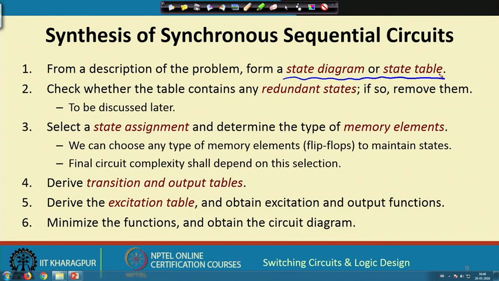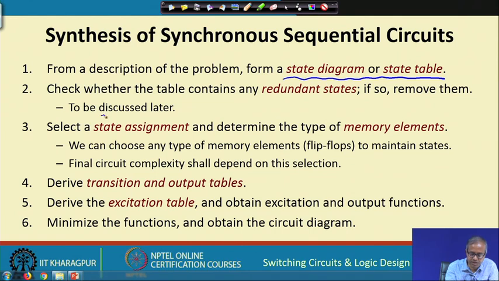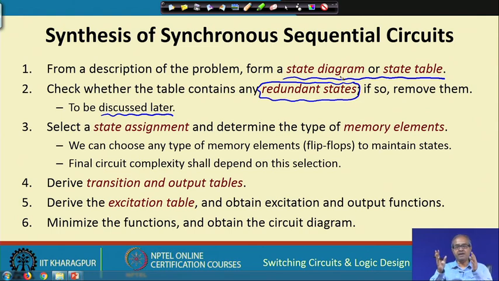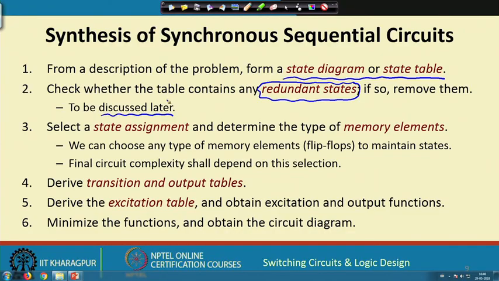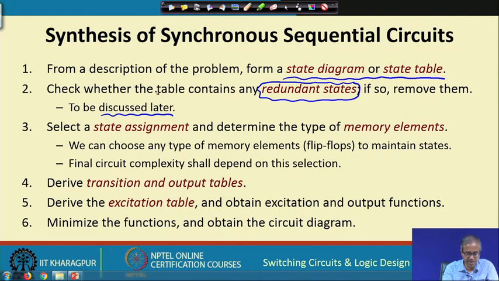Okay, the second step we shall not be considering now, this will be discussed later, because the table or the diagram may contain some redundant states. That means you can remove or reduce the number of states in some way. So, we shall learn later how to reduce a given state table or a state transition diagram, or in other ways to minimize it. This is an optional step, we skip this for the time being.